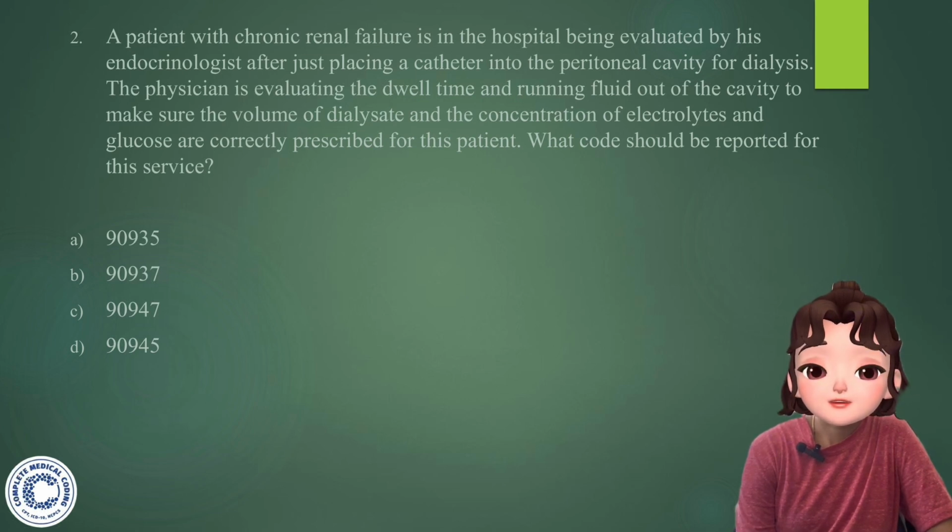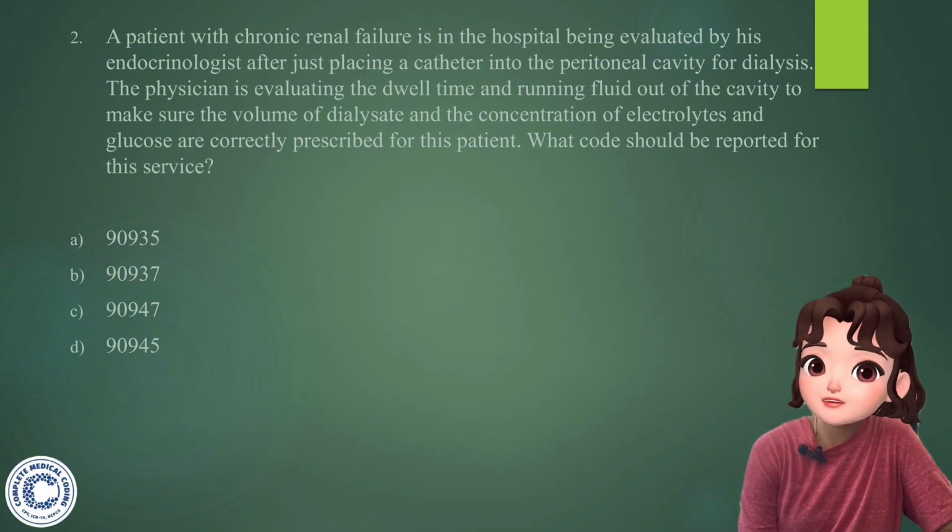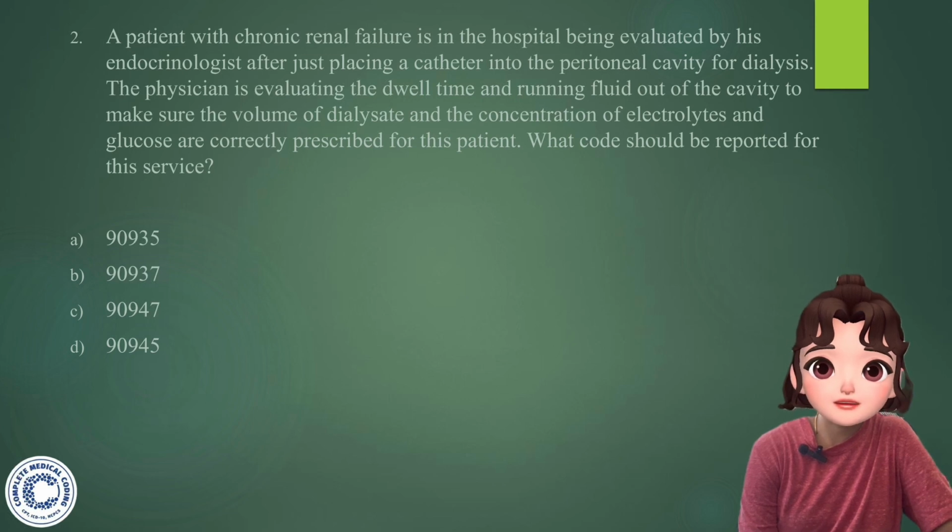So now let's find out the CPT code here. What's the procedure carried out here? The patient is in the hospital for dialysis, after just placing a catheter into the peritoneal cavity. Yeah, dialysis. The physician is evaluating the dwell time and running fluid out of the cavity to make sure the volume of the dialysate and the concentration of electrolytes and glucose are correctly prescribed. That's just the procedure.